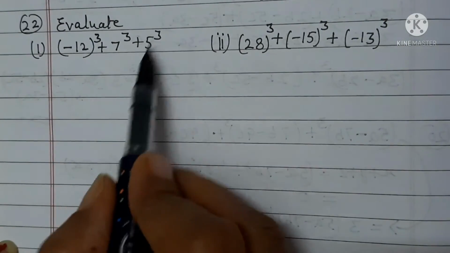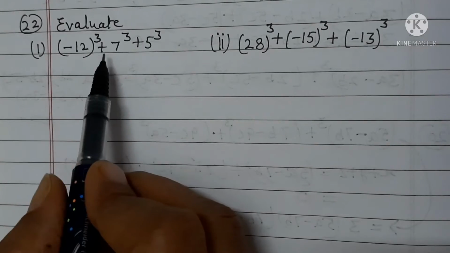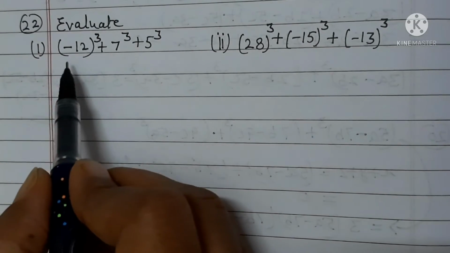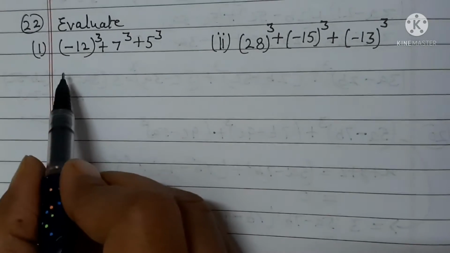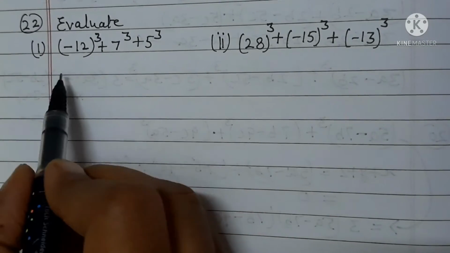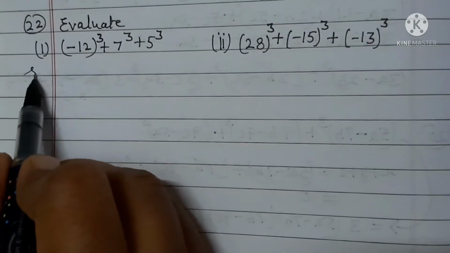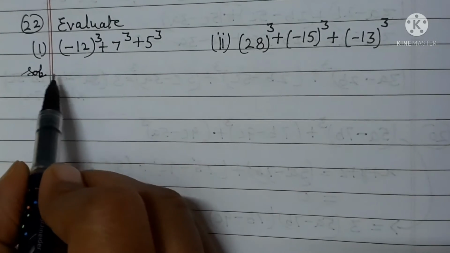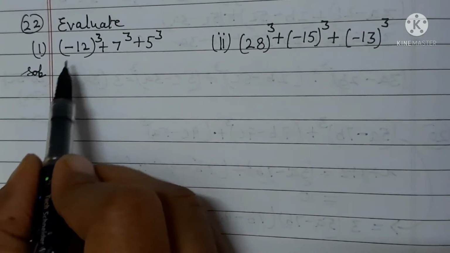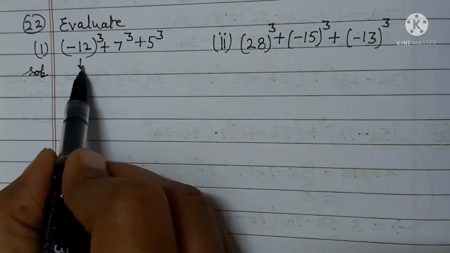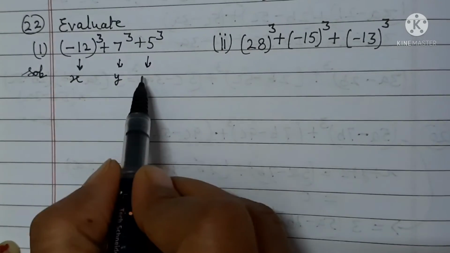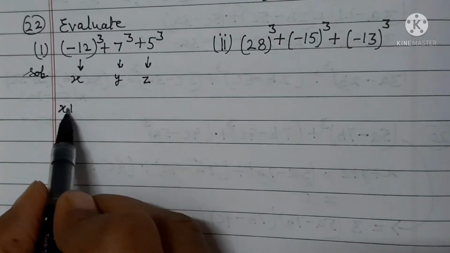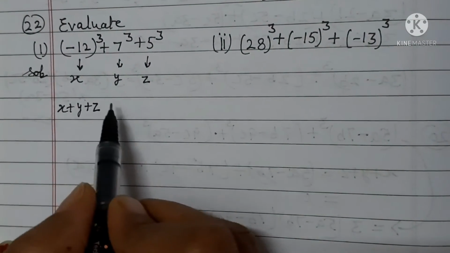a cube plus b cube plus c cube is equal to, or you can say x cube plus y cube plus z cube is equal to 3xyz if x plus y plus z is equal to 0. So in the solution, find out x plus y plus z. This is x, this is y, and this is z. So x plus y plus z.